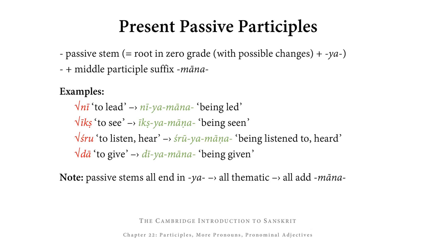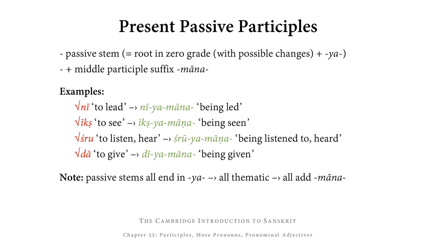Next, the present passive participle. For that you take the passive stem, which consists of the root in zero grade with possible changes if the root ends in a vowel, plus the passive marker ya. And to that you then add the middle participle suffix mana. So this is just like finite passive forms, where you also take the passive stem and add middle personal endings, except that here you add the middle participle suffix mana. So from ni, to lead, we get niyamana, being led.